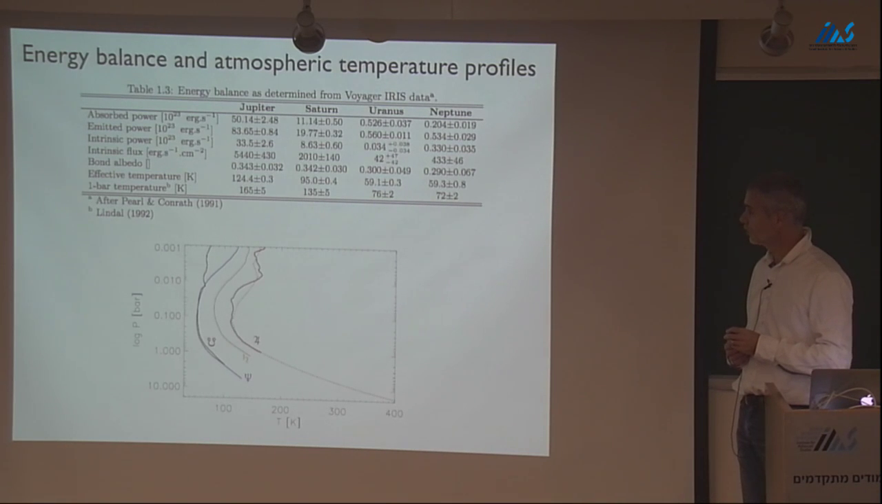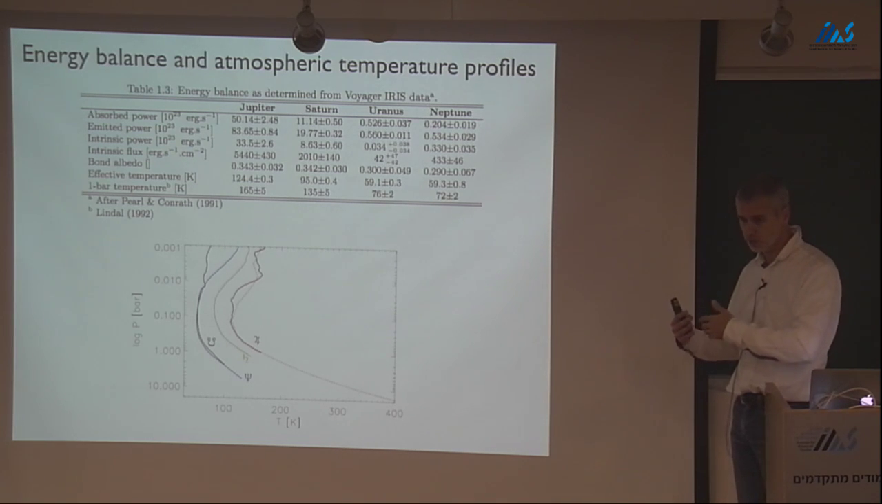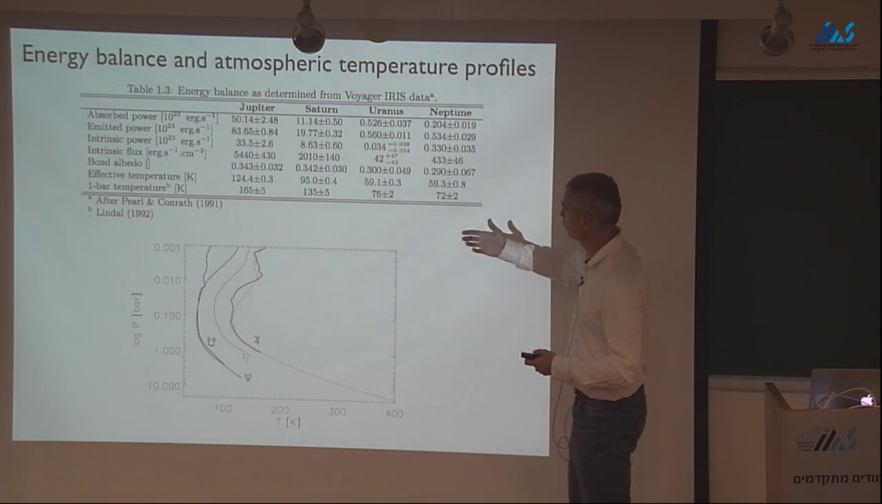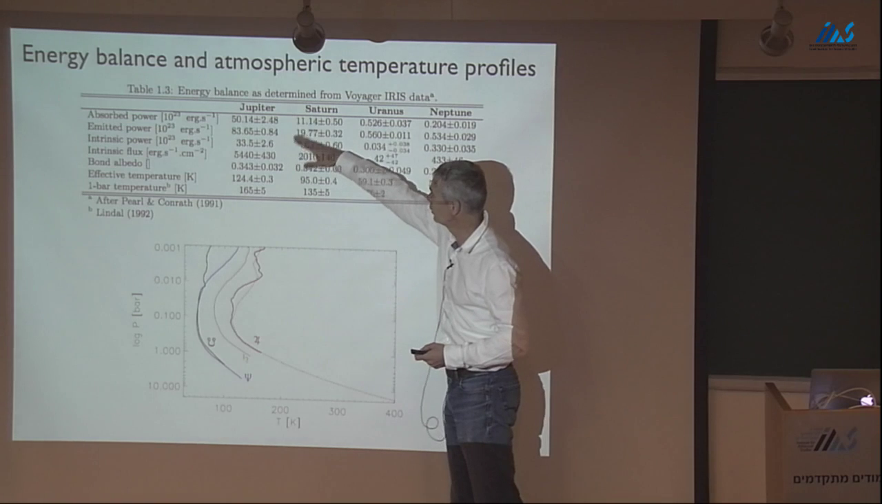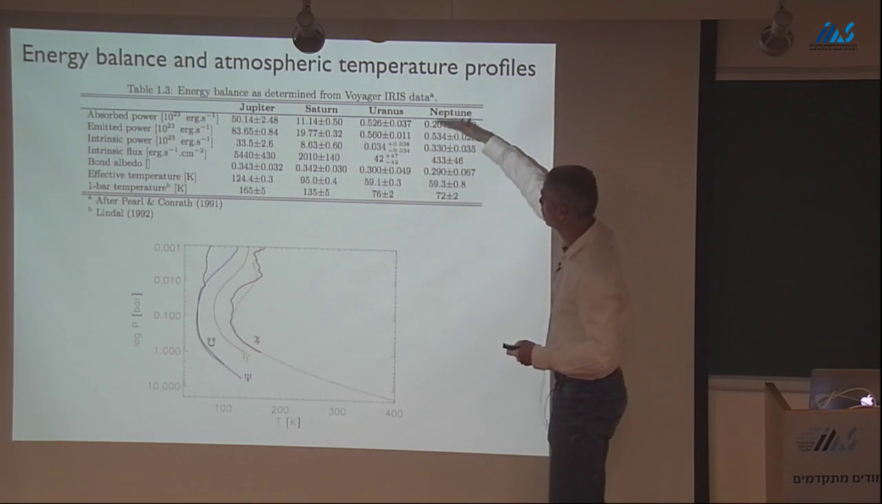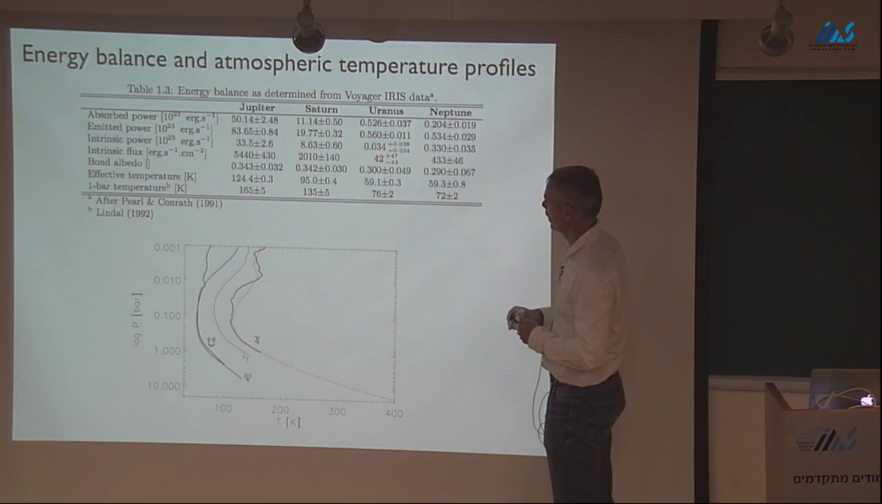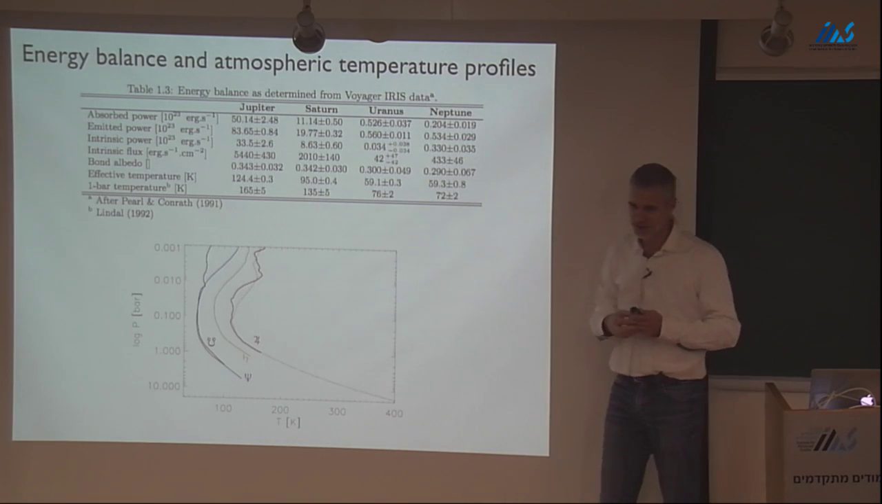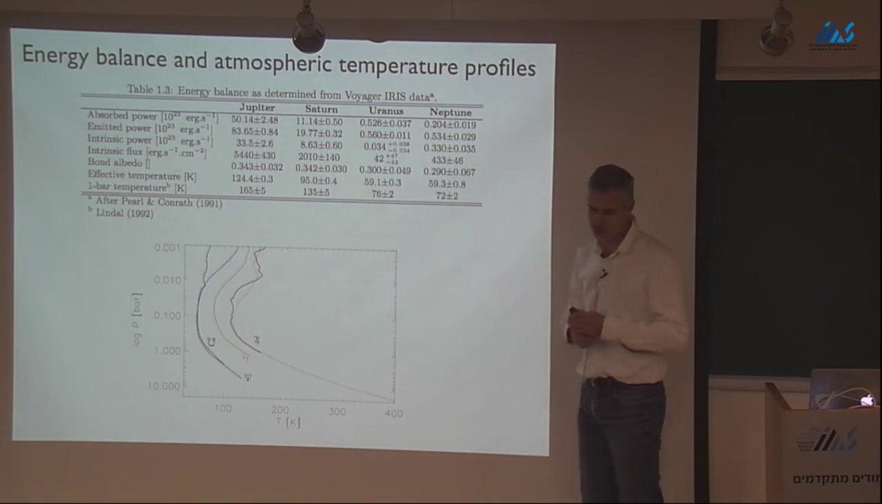No, it's a coincidence. So the absorbed power is really the sunlight absorbed by the planet. But you see that it's comparable in most of the planets except Uranus, so it's not a rule. So yes, it's a coincidence.